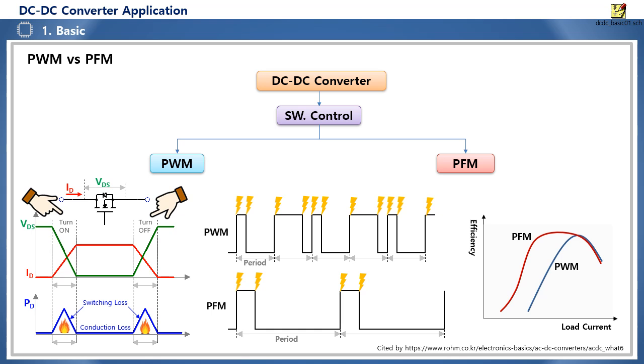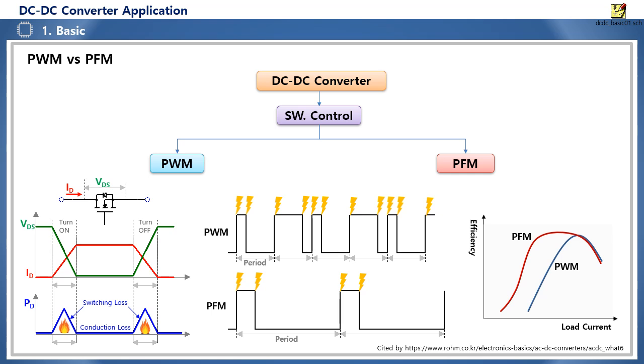In a section other than this transition period, that is, in the on state, there is almost no loss because the VDS is almost zero, and in the off state, the drain current is zero, so there is no loss. Therefore, the efficiency depends on the switching number of times. Regardless of whether the load current is large or small, the PWM method is disadvantageous in terms of efficiency for light loads because the switching number does not change.